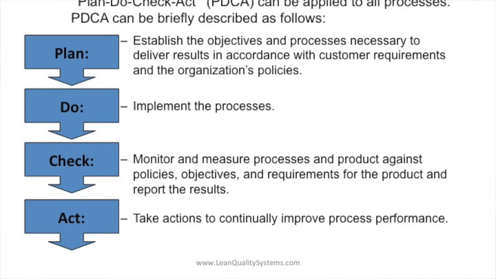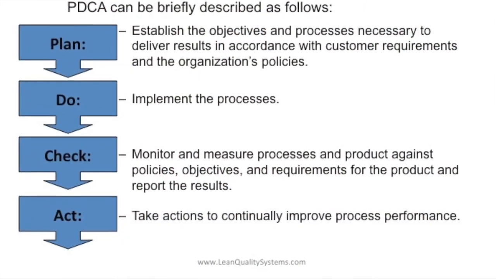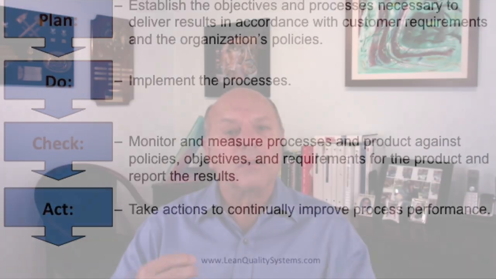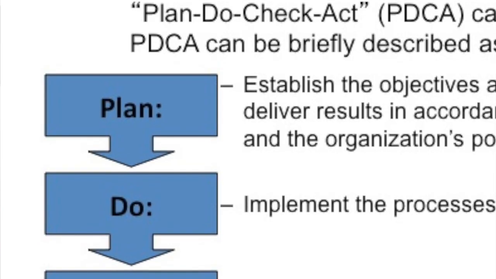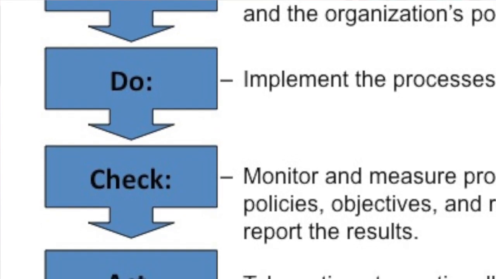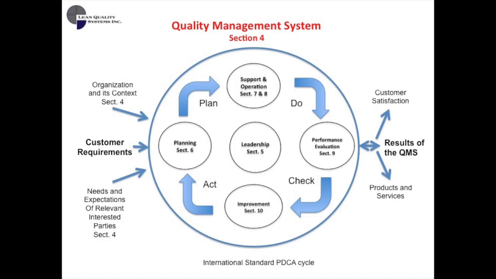We monitor and measure the process and product against the policies, objectives, and requirements of the product and report the results. And then we act. We take action to continually improve the process performance. That may mean we go back up to the planning process and start all over. In other words, we adjust and correct to make sure that we actually can accomplish a PDCA. Plan, do, check, act. This is a great policy for everything. You can use it at home with your children. It's a great system.